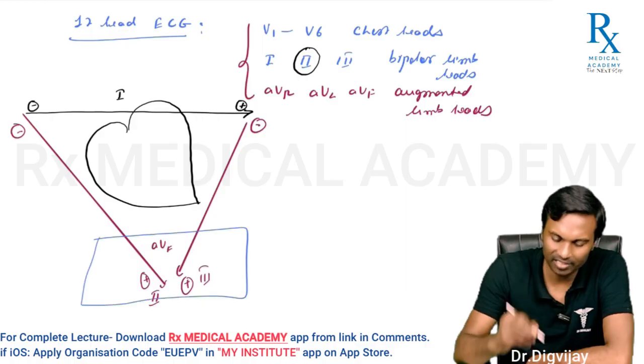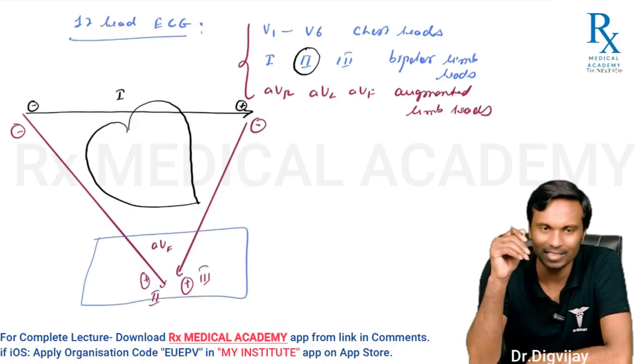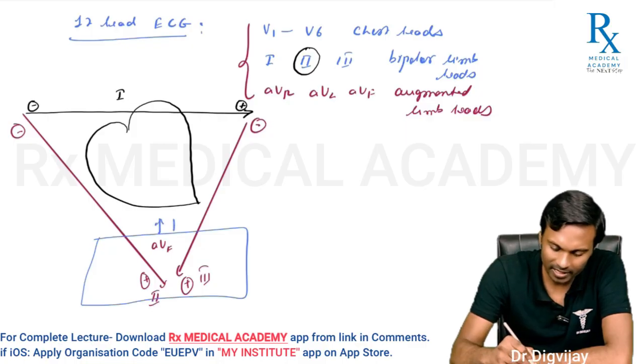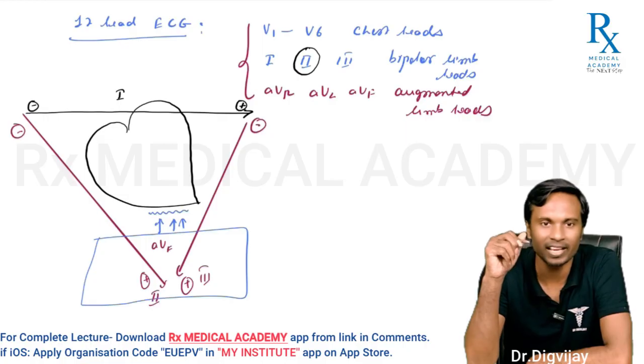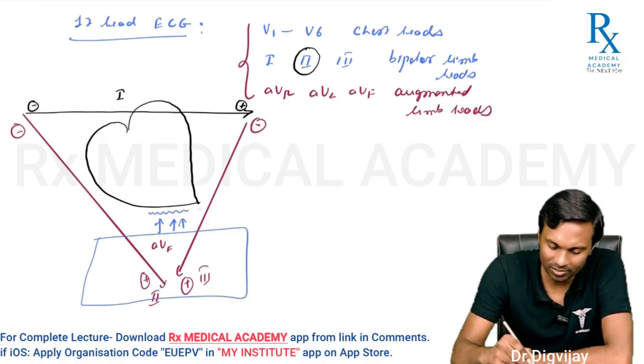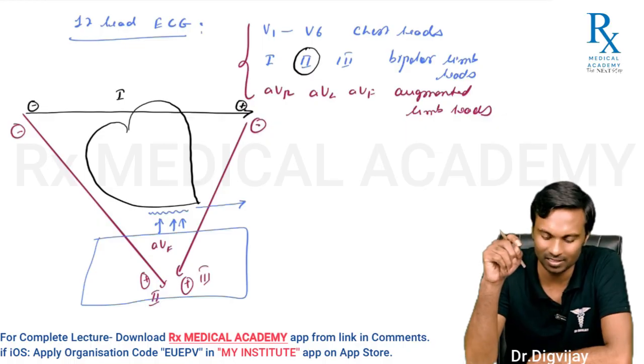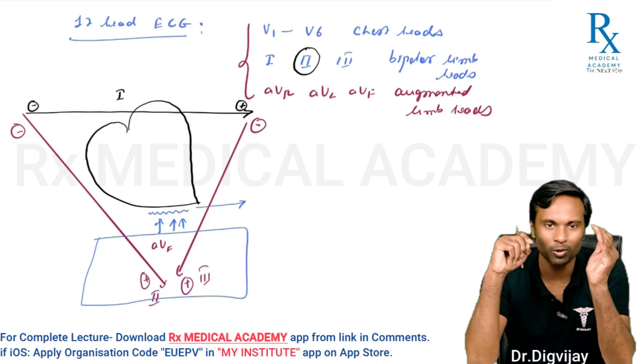Now just try to concentrate on this diagram. These 3 leads, that is AVF, lead 2 and lead 3, are inferior leads and they are looking at the heart from below. So they will analyze this inferior aspect better. Therefore in case of inferior wall MI, you will appreciate ST segment changes or Q wave changes, particularly in these three leads. This is very important.